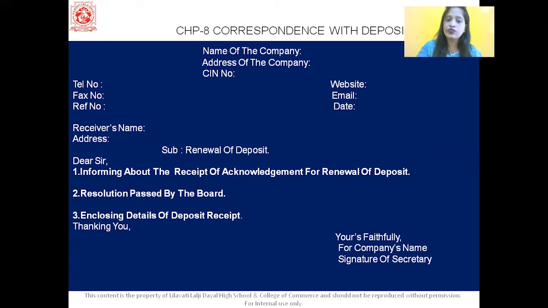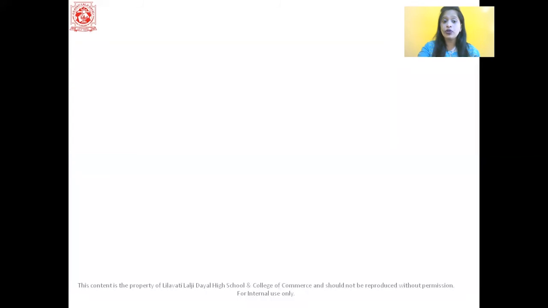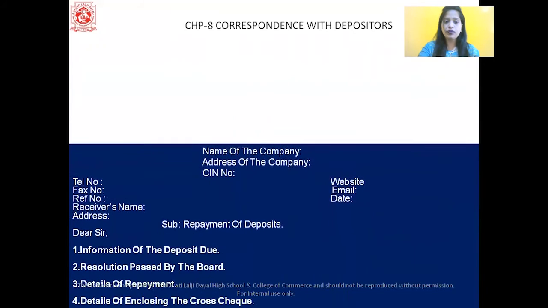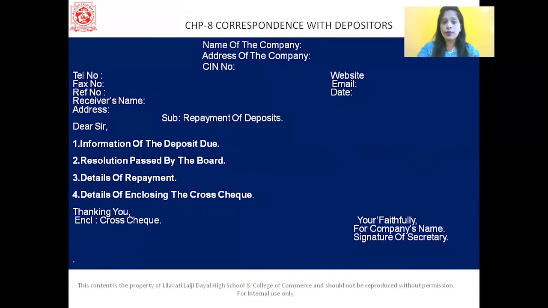Okay, so with this we've completed letter number 3, renewal of deposit. The fourth letter is talking about repayment of deposit. Herein, students, first, here we have 4 pointers to remember. So first, we have information of the deposit due.